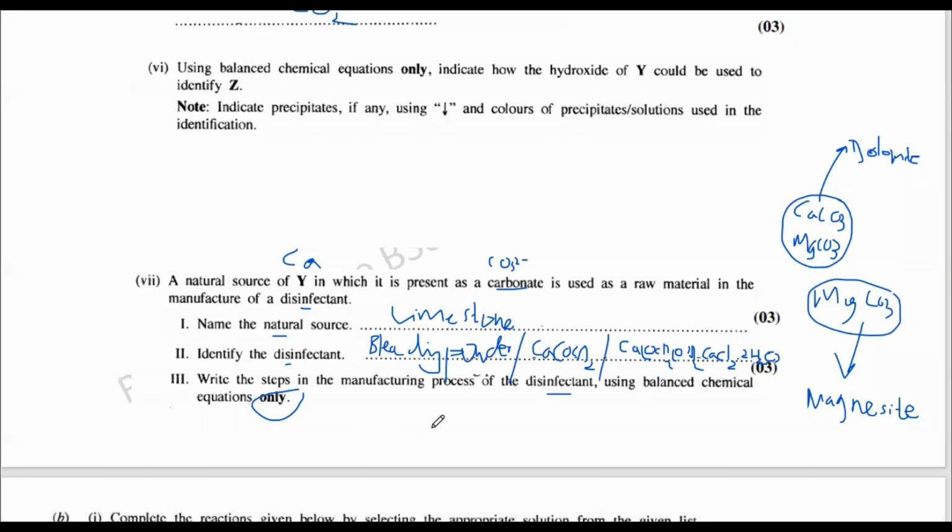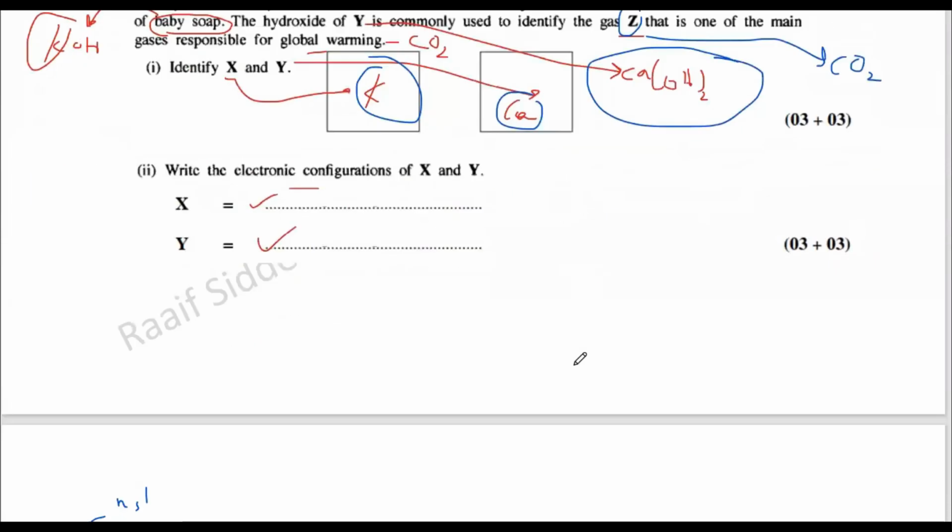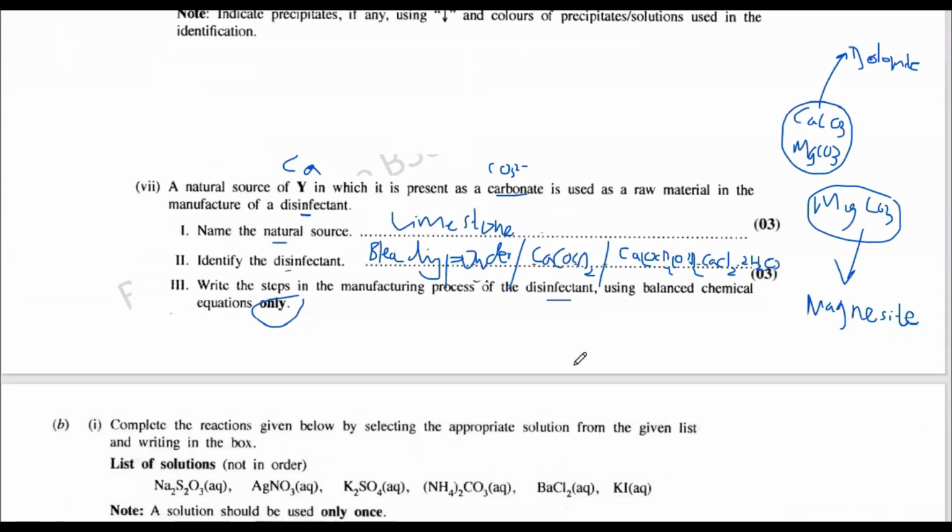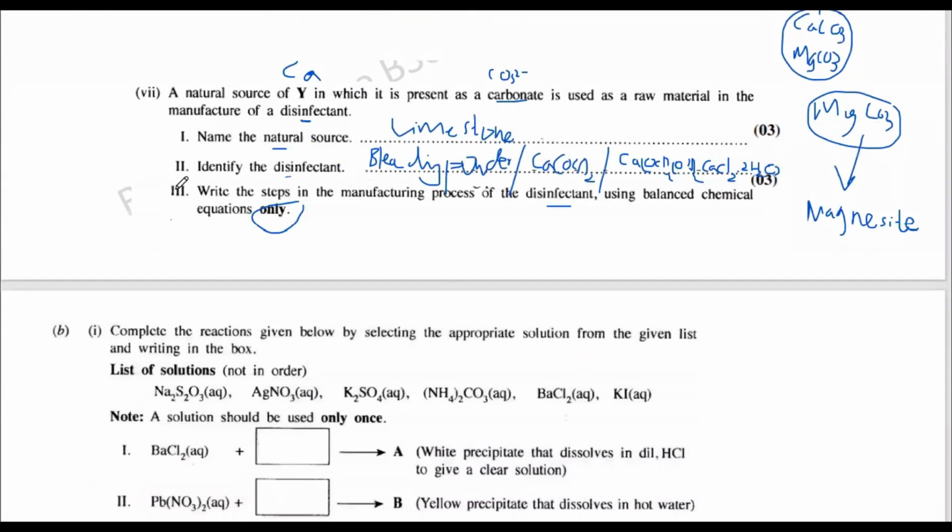This is the point where this question becomes a little bit tricky, I would say. Otherwise, there is no point in this question. This question was very easy. This is one of the points that becomes tricky because if you don't remember the equation of making the bleaching powder, this becomes a little bit of a problem.